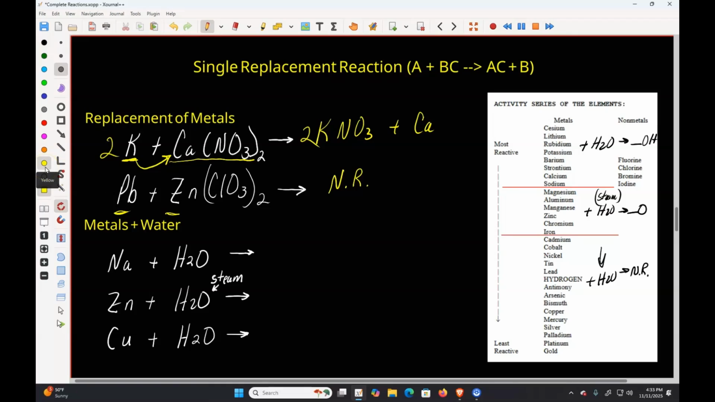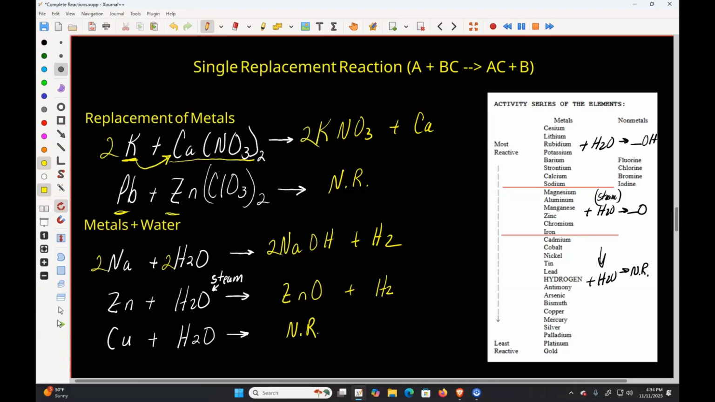Sodium is above the line, the first line, so sodium plus water will form sodium hydroxide plus hydrogen gas. All right, zinc plus water in the form of steam. This will form a metallic oxide plus hydrogen. Copper is below the line, so it's less active than iron, therefore no reaction for it.